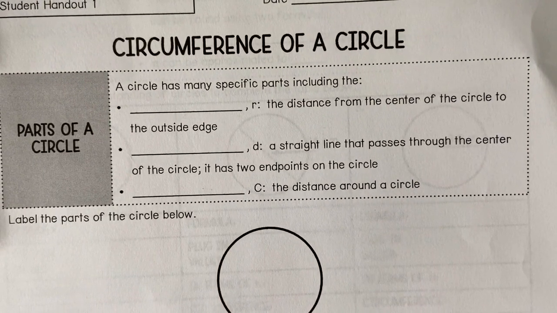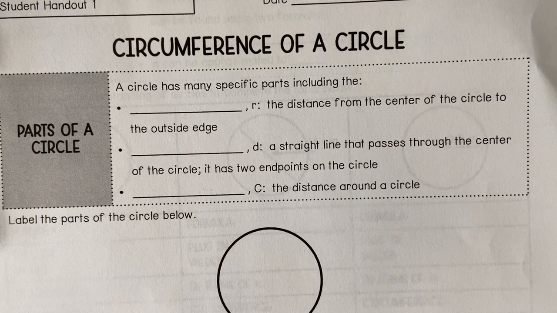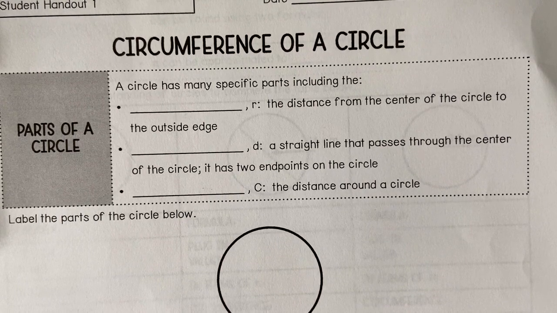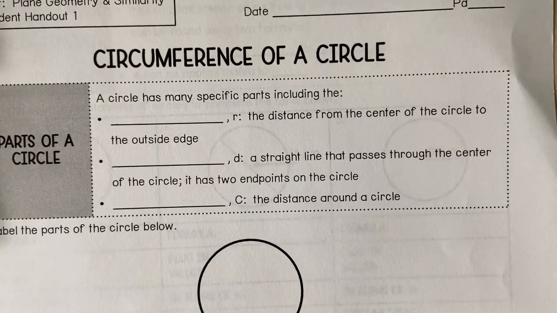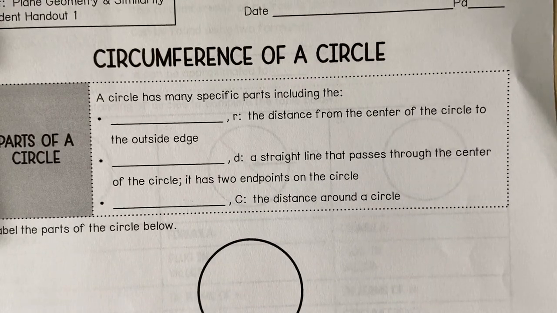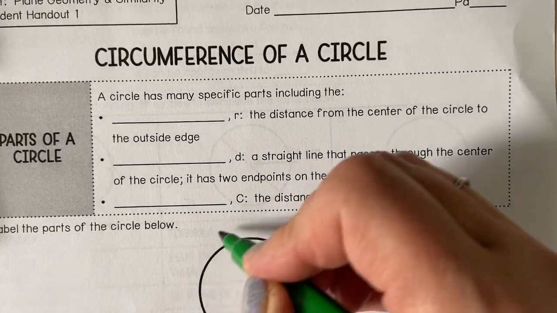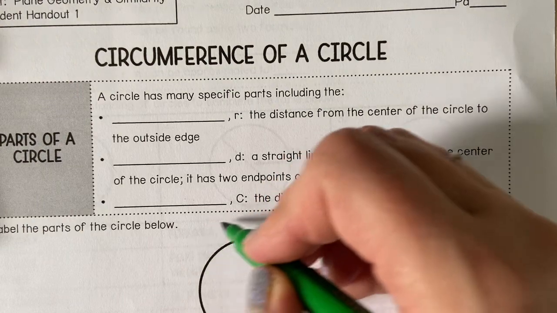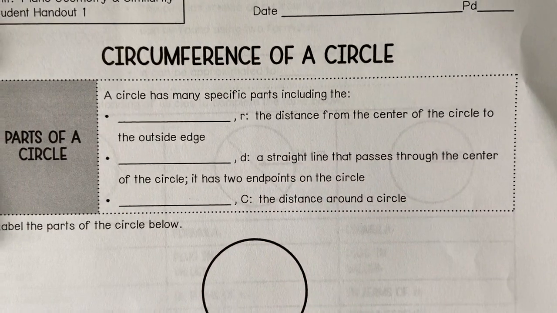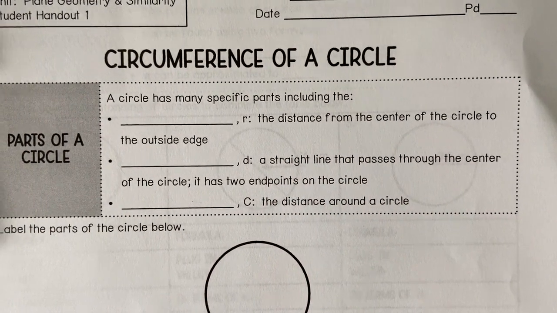So we're going to talk about a circle. We're going to first go over the parts of a circle, and then we're going to talk about the circumference of a circle, okay? And circumference is a lot like perimeter. It's kind of the perimeter of the circle, or how far it is around the outside. So if I took a string and went in a big circle, how long would that string be? Okay, so let's talk about this.